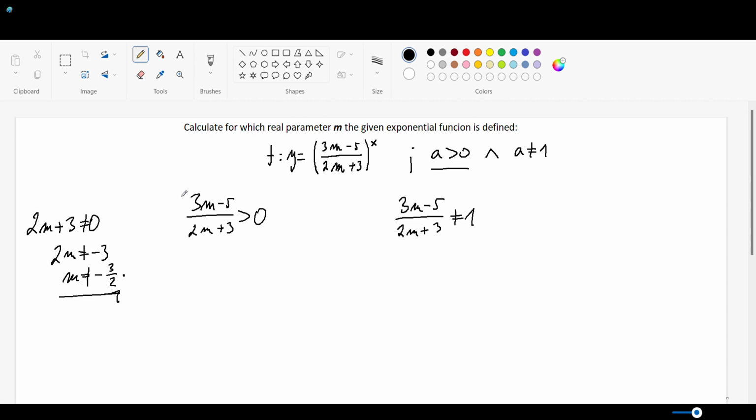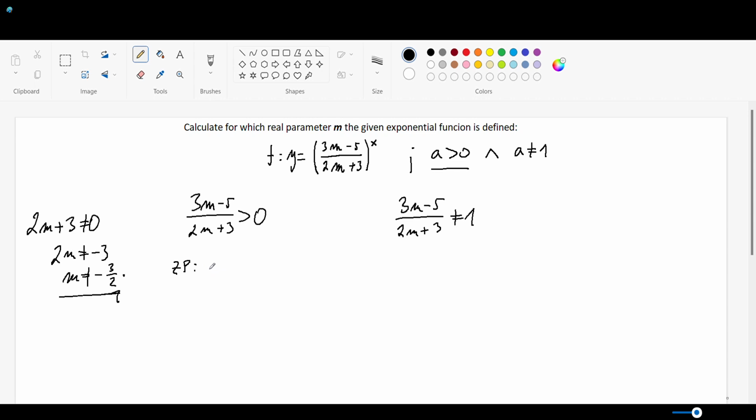The next step is to solve this inequality. And we already know that as this is a fraction, we'll be looking at these two expressions: the fraction is positive when both numbers are positive, or when both numbers are negative. Then the result of this division is a positive number. To find out when the expression in the numerator is positive or negative, and the same for the denominator, we first have to find our 0 points.